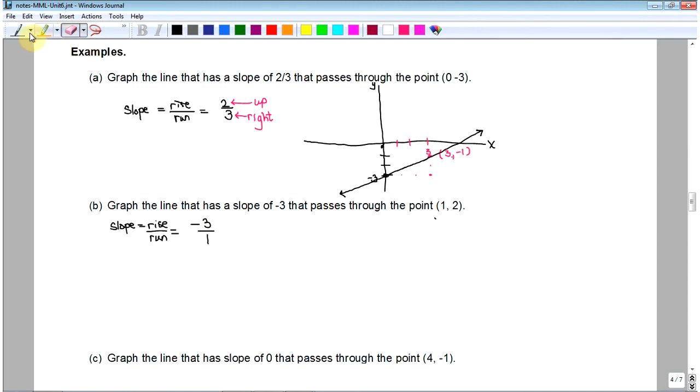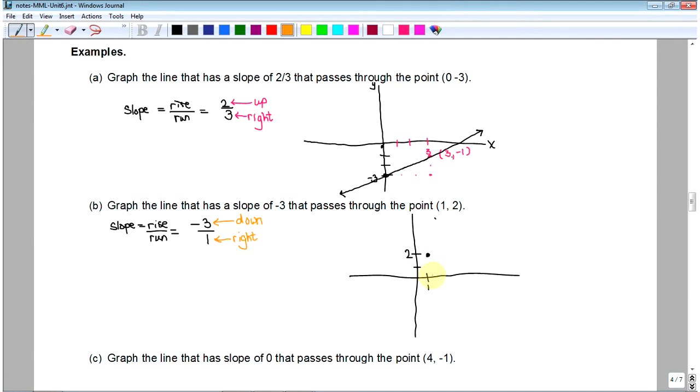So now I'm going to go over and plot the point that I have. So we have the point (1, 2). And now I need to use the rise over run interpretation of my slope. So I see that I have a positive 1 in the denominator. So that means I know that I'm going to move to the right 1 space. And I have a negative value for my rise, so that means I'll be going down 3 spaces to get another point on my graph.